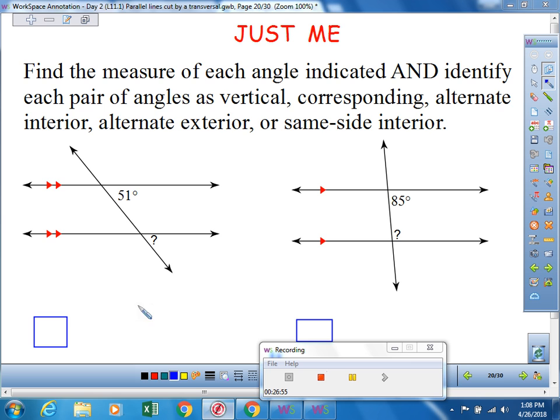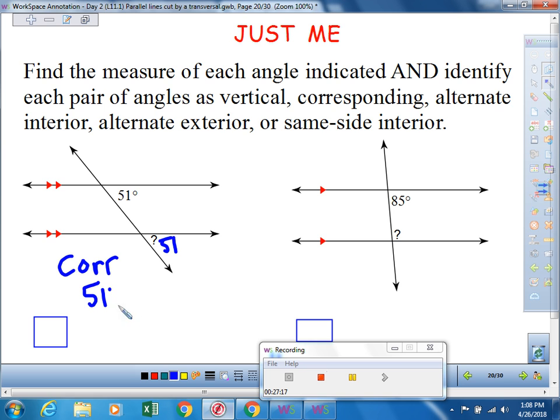Okay, the next set, same thing. But now you're going to figure out the angle measures. So I look at this, one's interior, one's exterior. They do not share a vertex. So these are corresponding. Corresponding angles are congruent. If this is 51, this is 51. So 51 degrees. Okay, these are both in the interior, both same side. So this is same side interior. This is the only one you have to do work for because same side angles are supplementary.